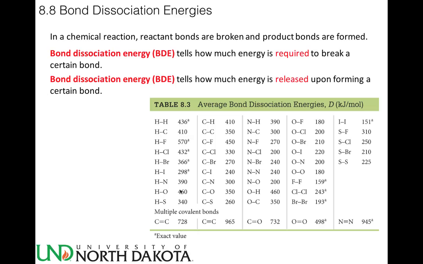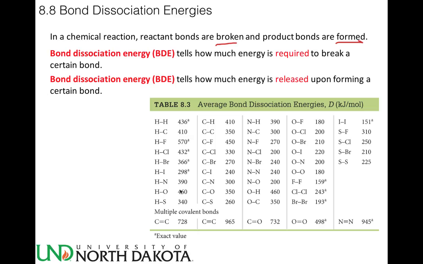The first way was using Hess's law. The second way was using the standard enthalpies of formation of reactants and products. And this will be using the energy required to break or form a bond. In a chemical reaction, reactant bonds are broken and product bonds are formed.